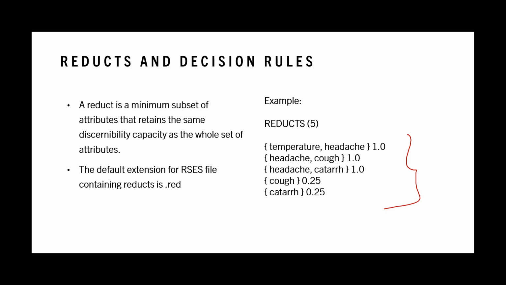description of each reduct is disclosed between the flower braces with a number preceding it. The number represents the positive region. In this first row, we see that our reduct contains two attributes, temperature and headache. The value of the positive region being 1.0 means that the reduced table with the original decision attribute added is consistent and has no discrepancies.